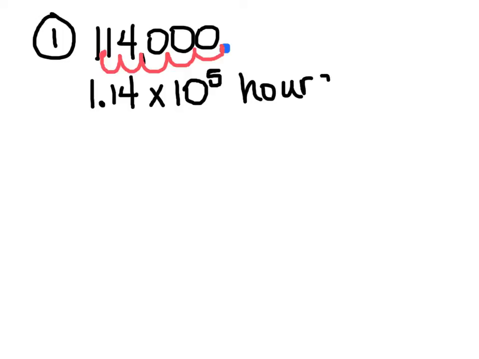Okay, remember we need 1 digit in front of the decimal when we move to scientific notation. So we've got our digit and then our decimal, and we have our exponent with the number of spaces we moved for our decimal.